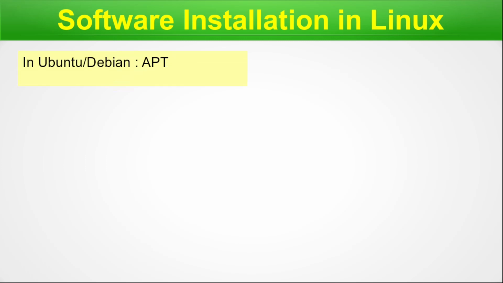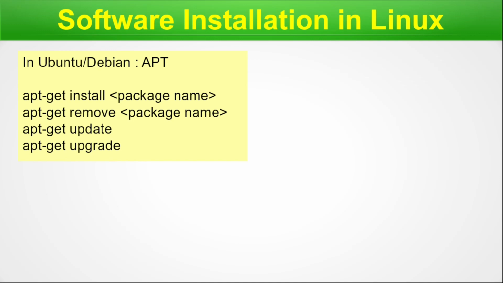So here, first, for Ubuntu or Debian, we use these 4 commands. The first one is apt-get install, then we give the program name or the package name. And if you want to remove it, we use apt-get remove. We generally add sudo, because any installation or uninstallation requires root permission, and on Ubuntu that is sudo.